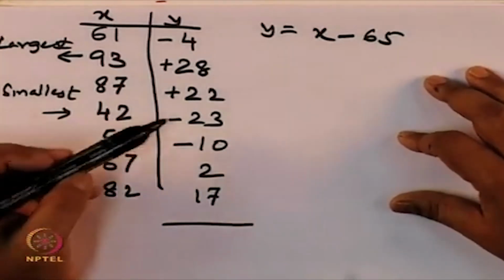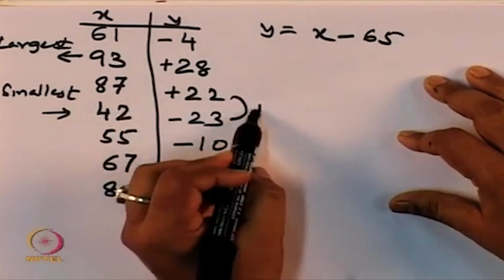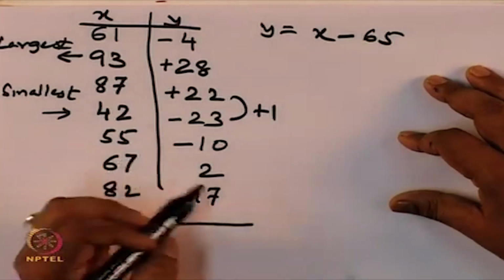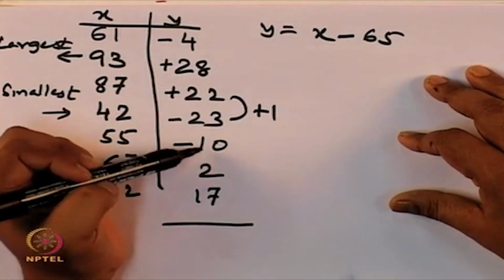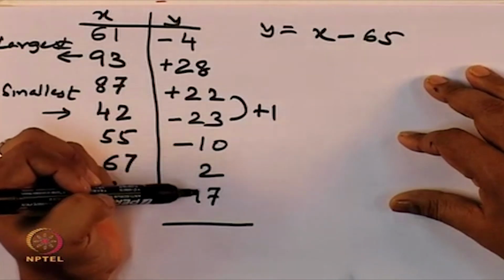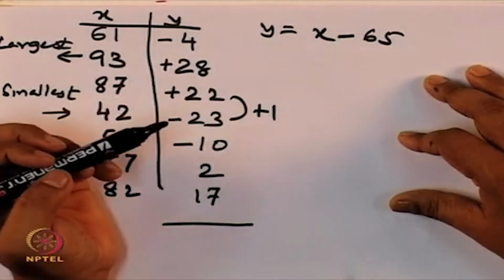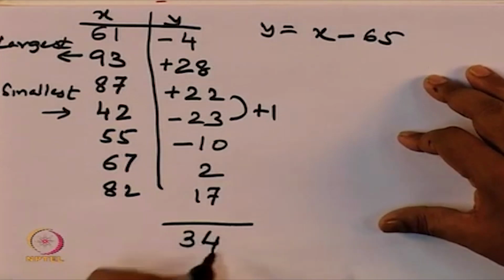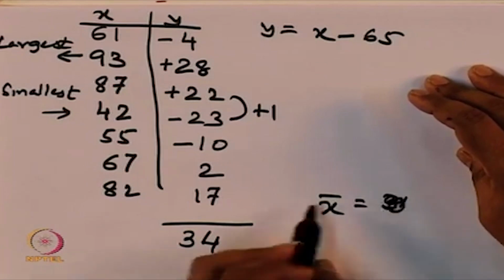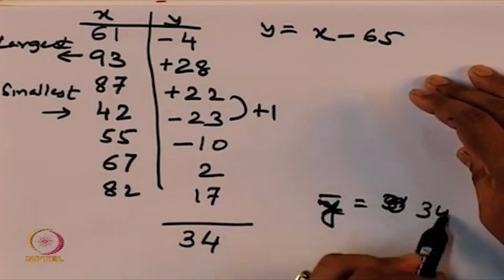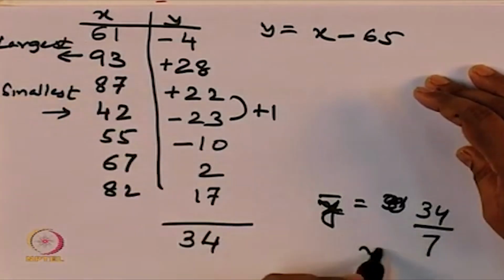So, what you can see is, 22 and 23 are almost cutting each other out. These two put together is plus 1, and here you have 28 plus 2, 30, minus 10, 20, plus 17, 20 plus 17 plus 1, 18, 38 minus 4. So, 38 minus 4 is 34. Okay. So, you can calculate the x bar, which is nothing but your y bar, which is 34 by, let us say, the number of observations here, 1 2 3 4 5 6 7, which is roughly equal to 5.